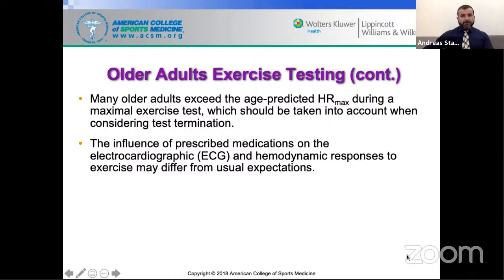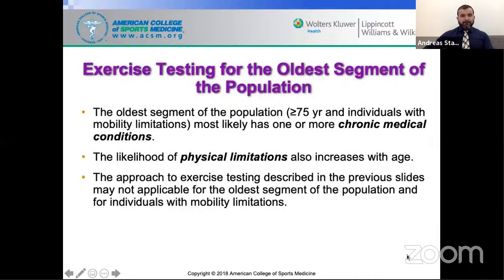Influence of prescribed medications. Make sure you understand that and you take that into consideration. Most of them, or all of them, pretty much have at least one chronic medical condition. Physical limitations, you should expect them. We should expect them to increase with age.